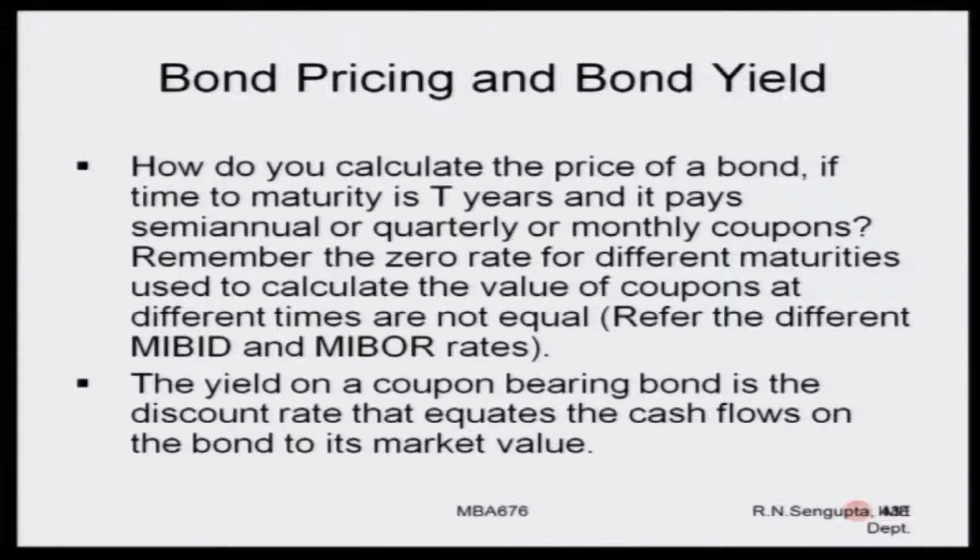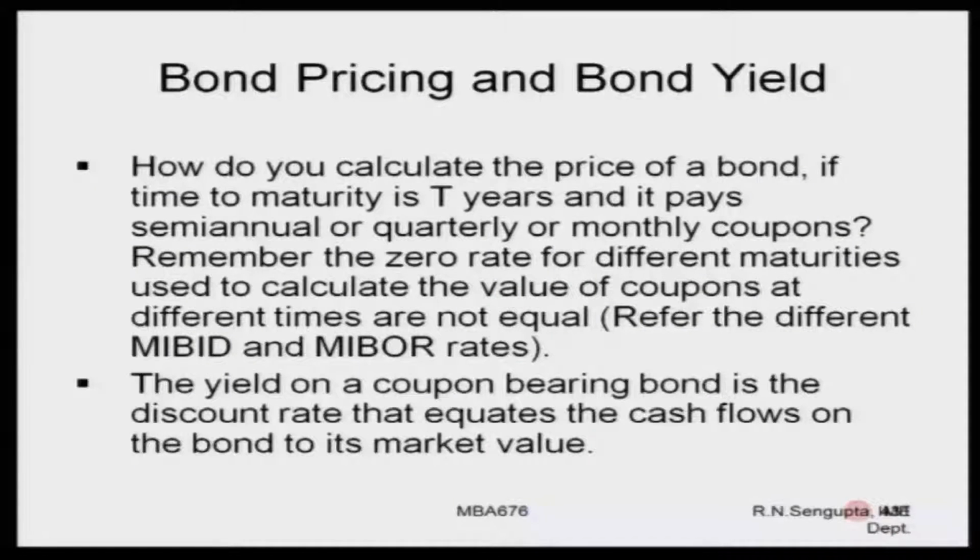Now the question is, how do you calculate the price of the bond? If time to maturity is T years and it pays semi-annual or quarterly or monthly or daily or weekly interest, or coupons, whatever it is, remember the zero rates for different maturities used to calculate the value of the coupons at different times are not equal, and they may change because of the time frame and the volatility and fluctuation happening in the market. The yield on a coupon bearing bond is the discount rate that equates the cash flows you are getting to the market value.